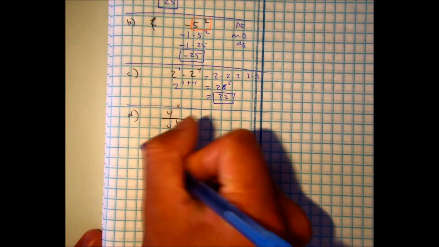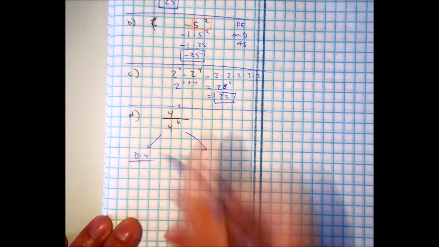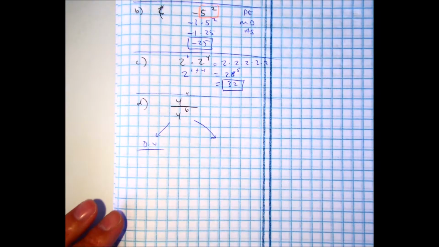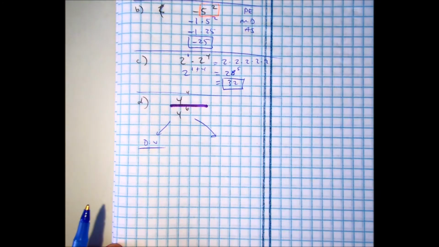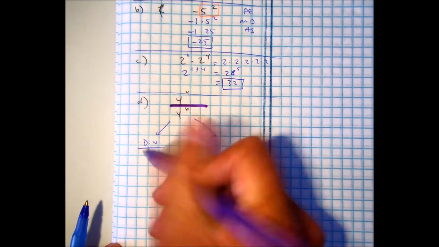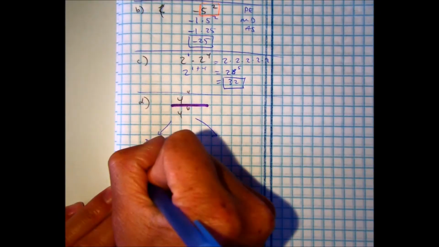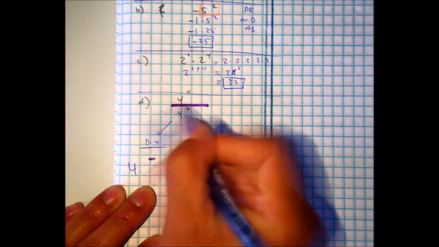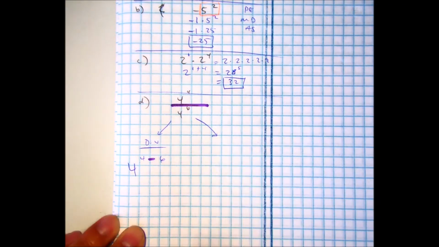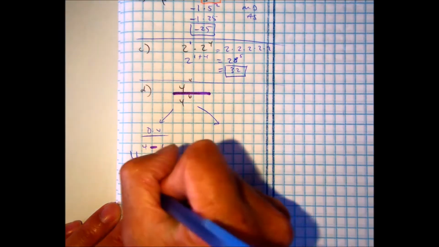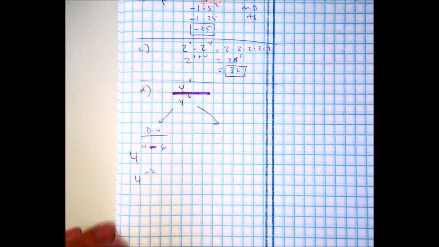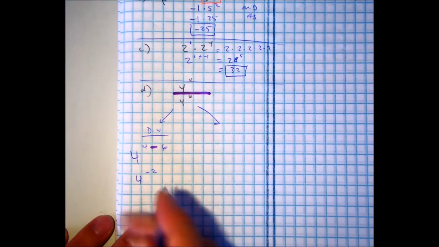Here we have a division problem, and you can do this problem in a couple of ways. I'm going to show you by division. So think of this one as a big subtraction sign. When you are dividing the same base, you actually get to subtract the exponents. So this would be 4 to the 4 minus 6. Class, what is 4 minus 6? -2.